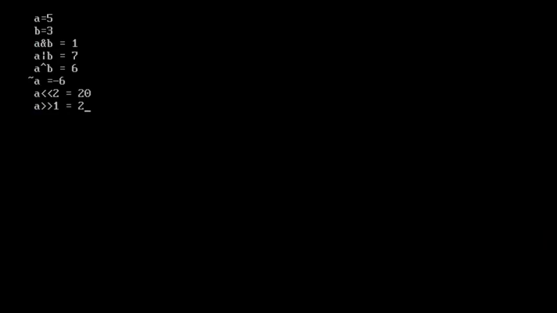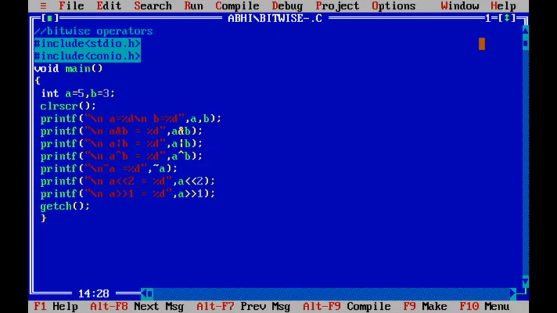You see, A is 5, B is 3, A and B is 1, A or B is 7, A exclusive OR B is 6, negation of A is -6, A left shift is 20, B right shift is 1. So B right shift by 1 means 3 by 2, which gives 1.